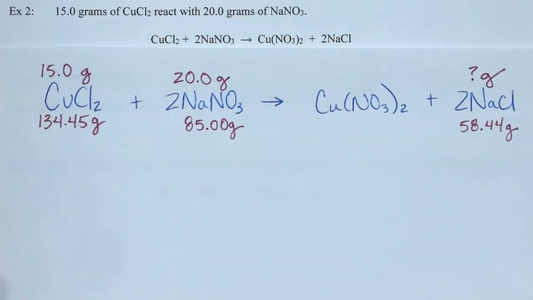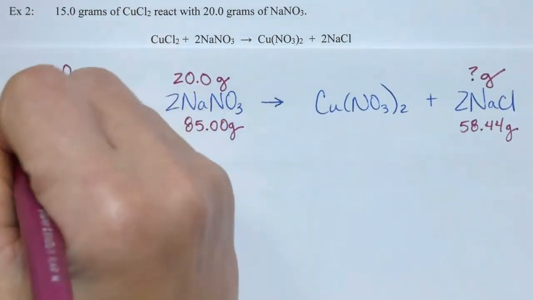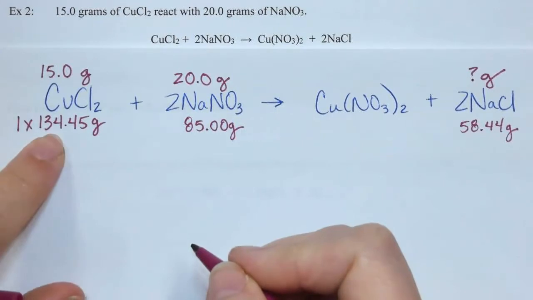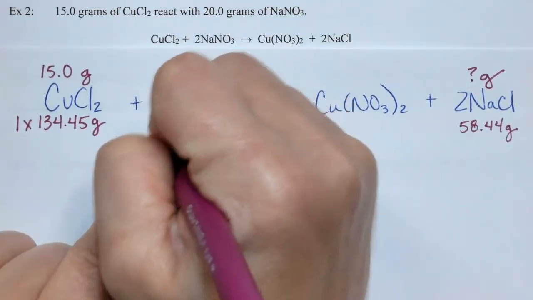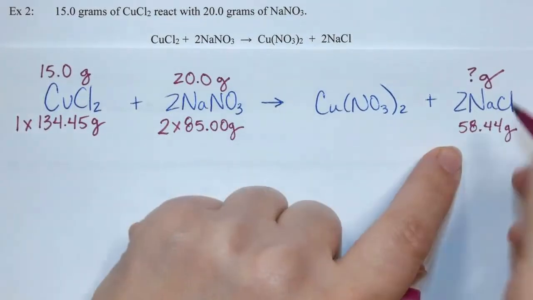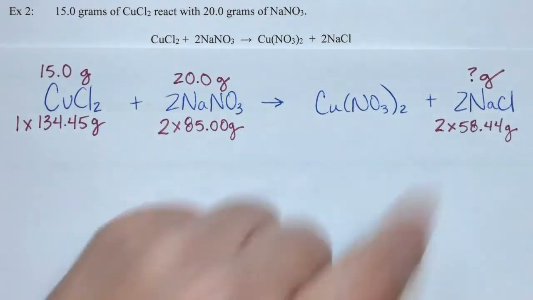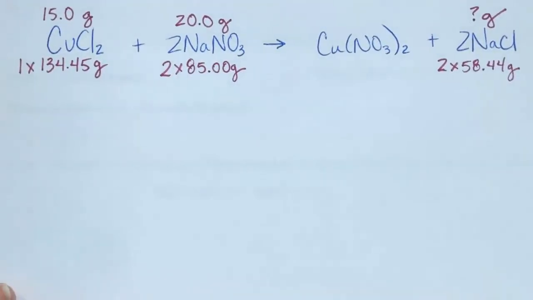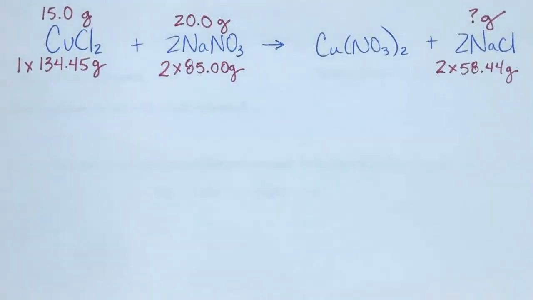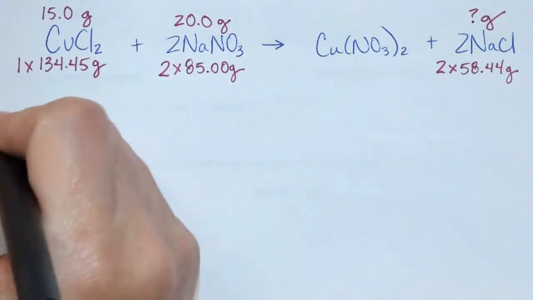And then not only should you have the mass, but remember, it's the coefficient times that. So it's going to be 1 times 34.45. This is going to be 2 times 85.0. And this is going to be 2 times 58.44. So now let's set up both of our proportions to see which one is our limiter and which one is our excess.